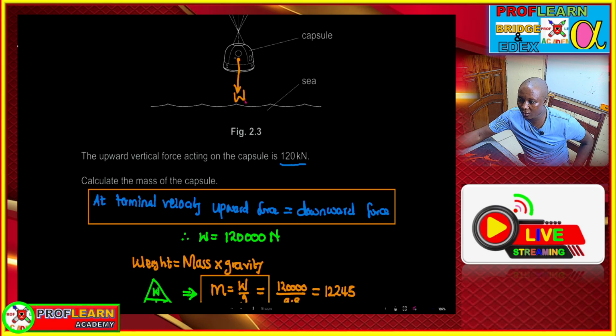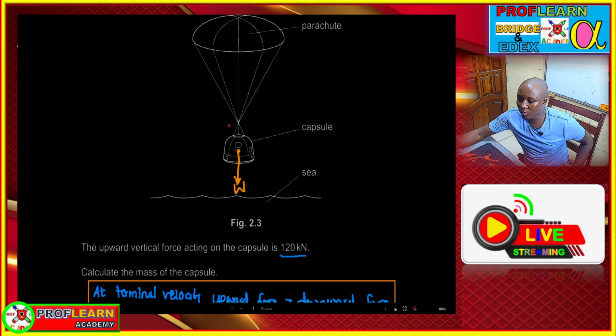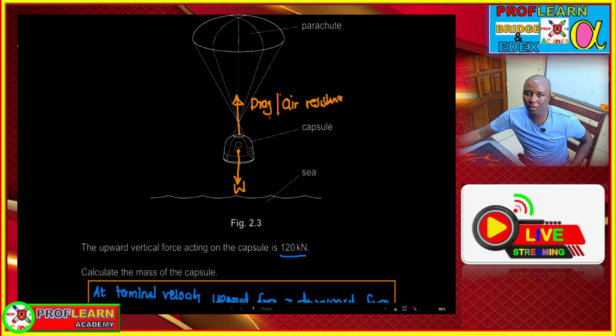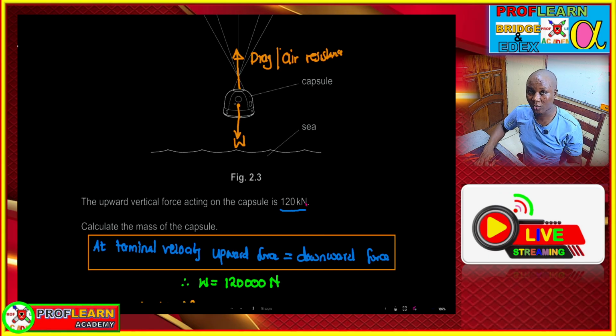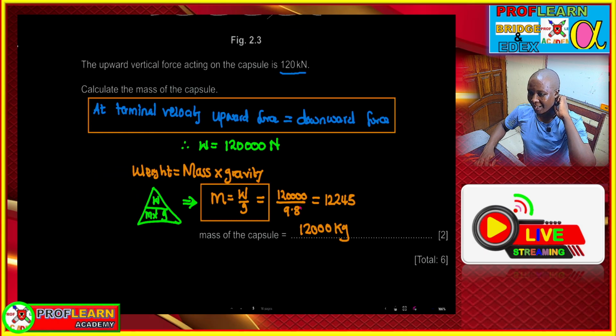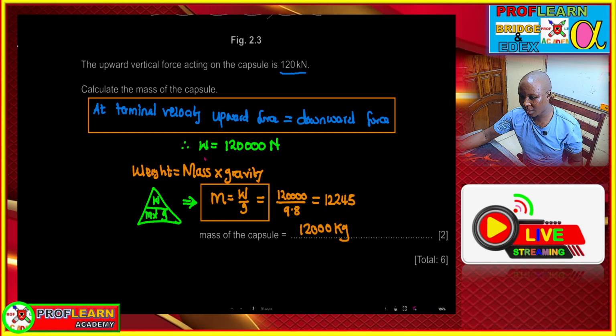force, which is the weight of the capsule, and also there will be an upward force, and the upward force could be drag or air resistance, or upthrust force. All those forces that were upward were equal to 120 Newtons. And since it was moving at terminal velocity, the weight of this object is also equal to 120,000 Newtons. And that is why I used 120,000 Newtons as the weight in this case.